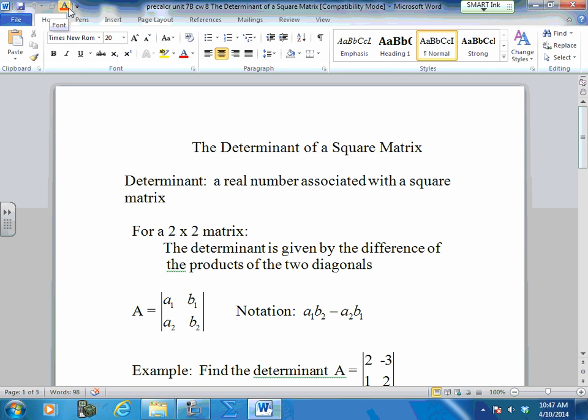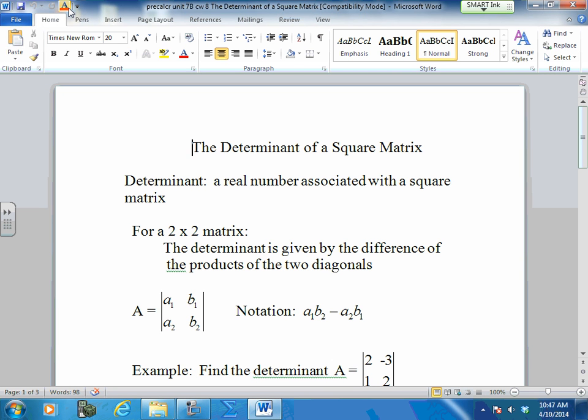Okay, your determinant, guys, is a real number. It comes out to be one single number, and it's associated with a square matrix. Aaron, what constitutes a square? What does a square look like? The number square, or we're talking about the shape? Square. Those like four sides. Four sides that are the same length, right?